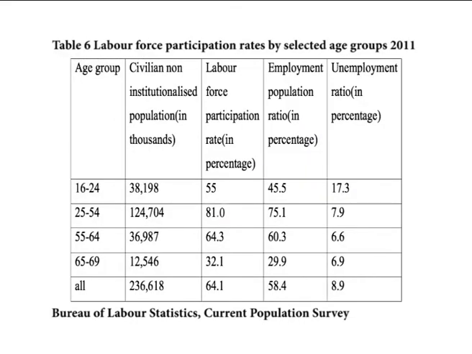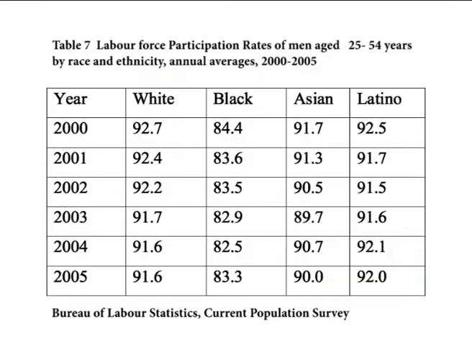Table 6 provides details about the labor force participation rate, employment population ratio, and unemployment ratio for different age groups in 2011. The labor force participation rate was highest for the population between 25 and 54 years, that is 81%, and so was the employment population ratio, that is 75.1%. The unemployment ratio was highest for the group 16 to 24 years. Table 7 depicts the labor force participation rate for men of different ethnicity.